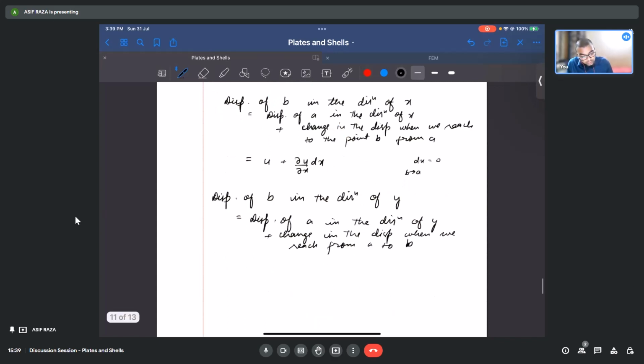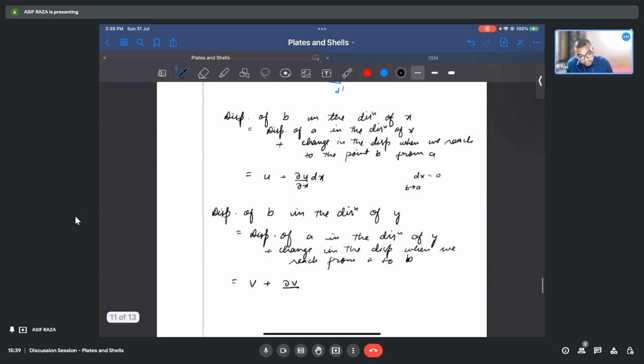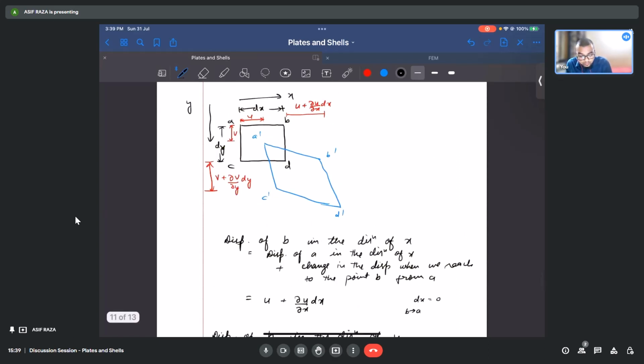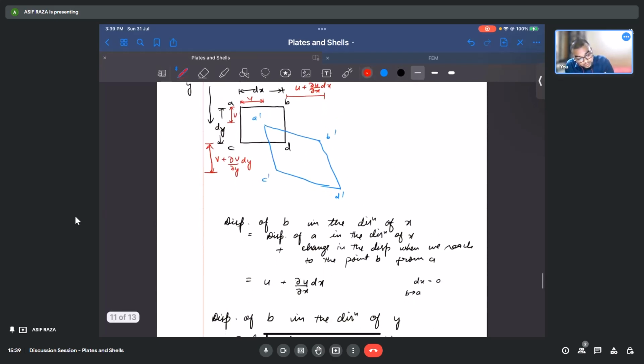So what is this change? The displacement of A in the direction of y is v plus this change, ∂v/∂x, and this change is what we move along the x direction. As we move from A to B, the change is along the x direction, so we take ∂v/∂x times dx. So this would give me the displacement of B to B dash, that is v plus ∂v/∂x times dx.